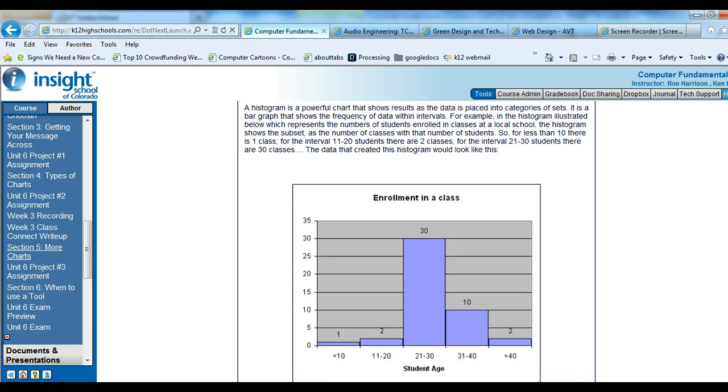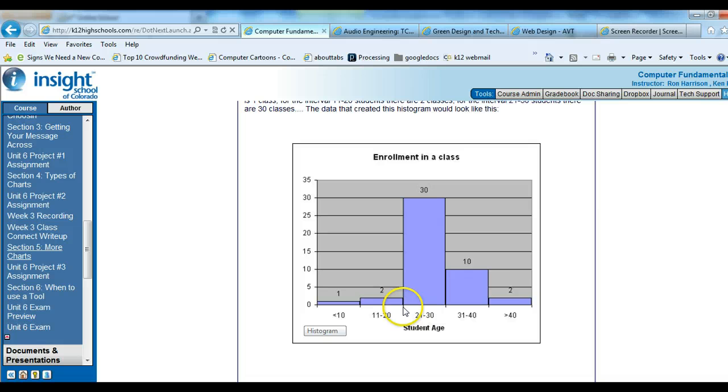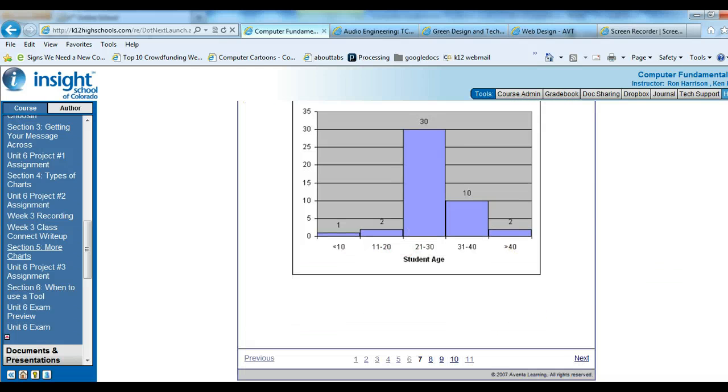Now the Class Connect write-up question asks you, what is a histogram, what does it represent, and give an example of a histogram, not like this example in class, so you need to think about that. So what other thing can you do using a range like this and use a histogram?